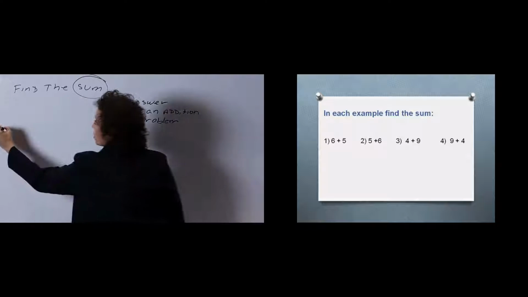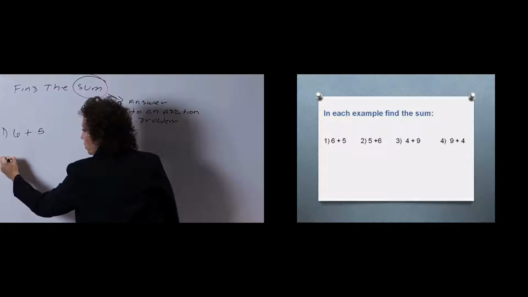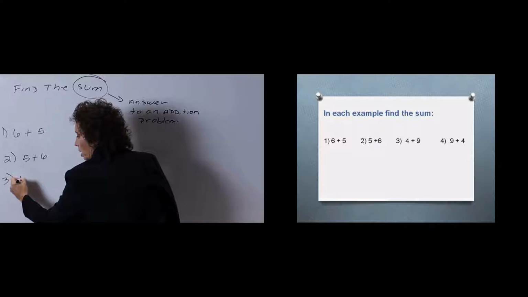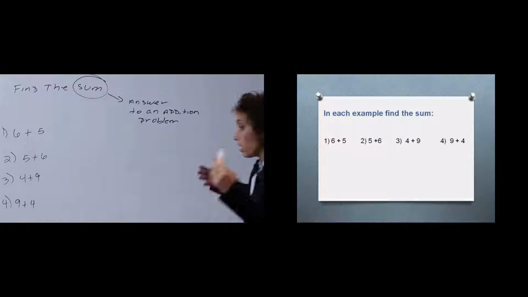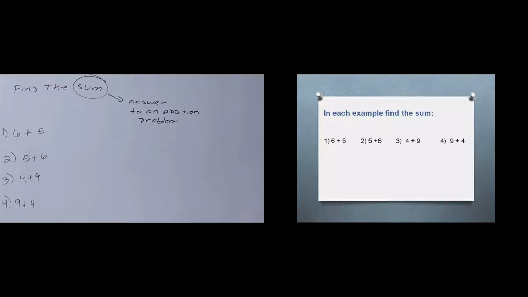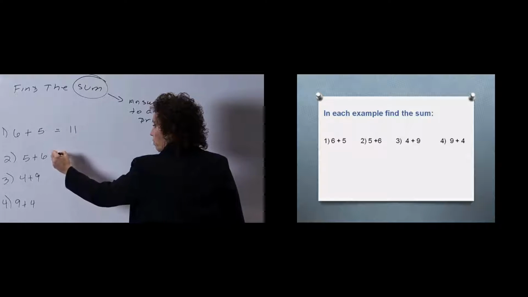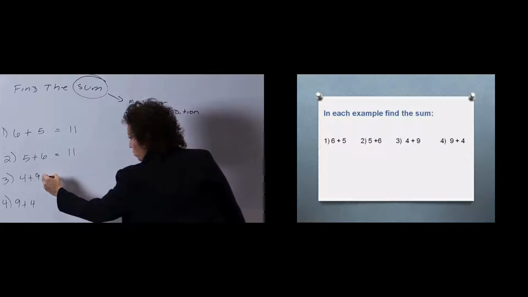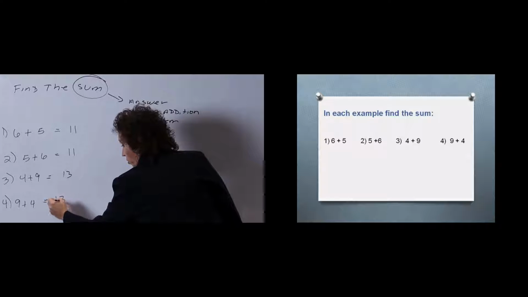Okay, so we'll start with 6 plus 5, and then 5 plus 6, and then 4 plus 9, and then 9 plus 4. Not real tough questions, but I'm trying to make a point here. So let's look at 6 plus 5. That's obviously 11. 5 plus 6, 11. 4 plus 9, I think that's 406. No, that's 13. And then 9 plus 4 is also 13.